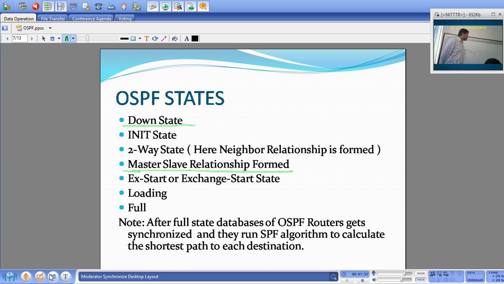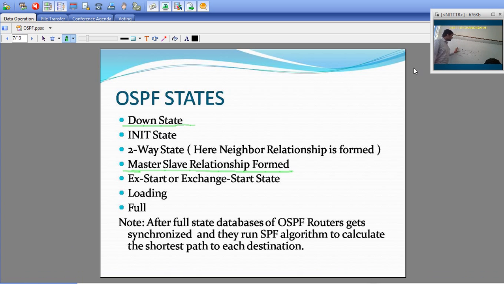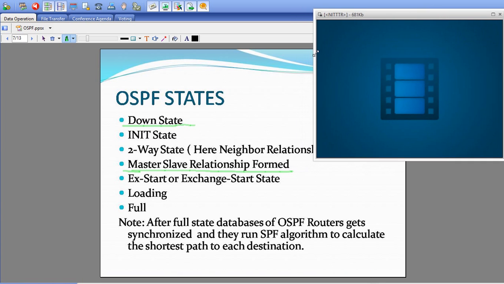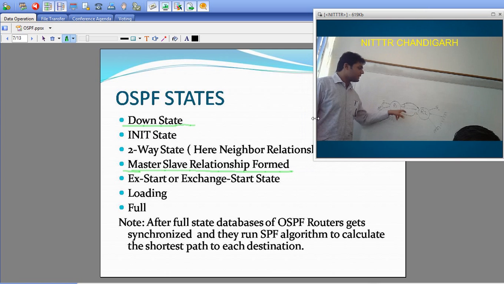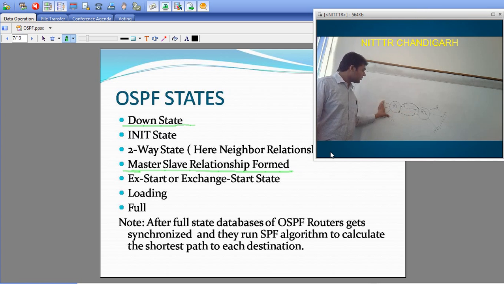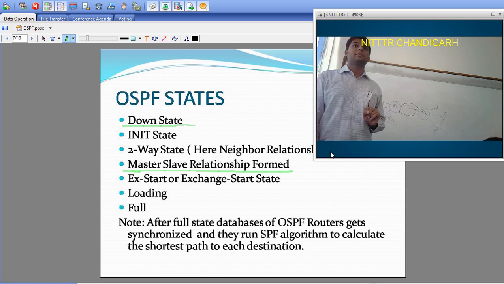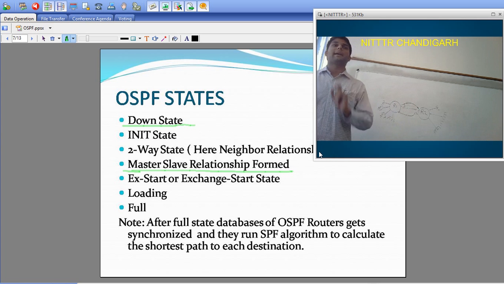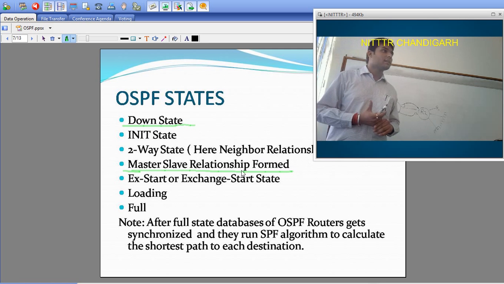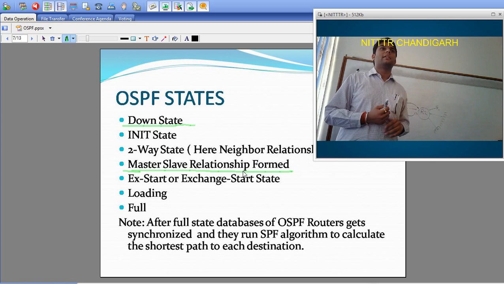What happens in the master and slave relationship? Router 1 will say, let's say router 2 sent hello, this got synchronized. They said okay, we are neighbors now. Now the master will say okay, it will send your DBDs, database descriptor packets. It is nothing but your crib notes. Do you understand crib notes? Just like the summary.